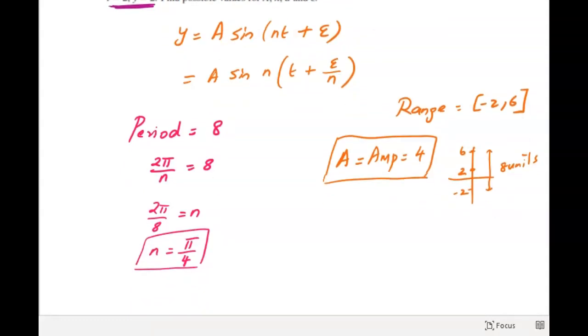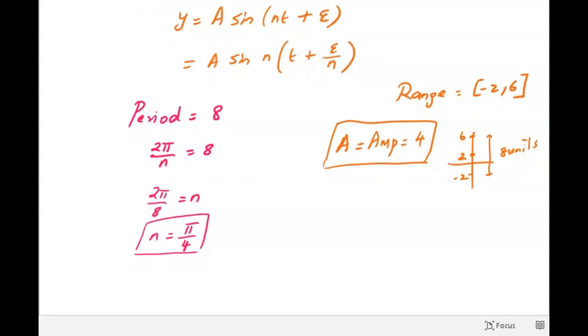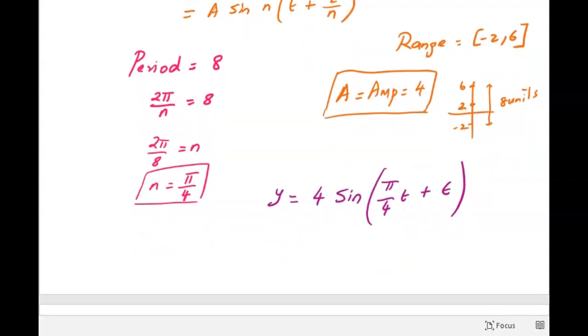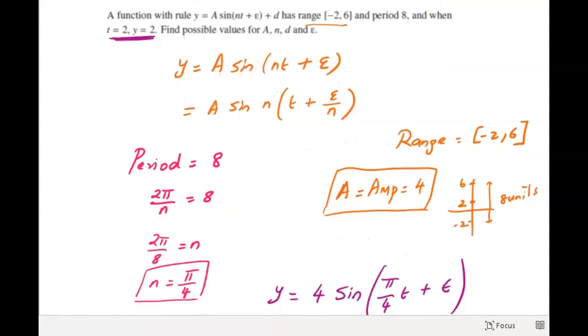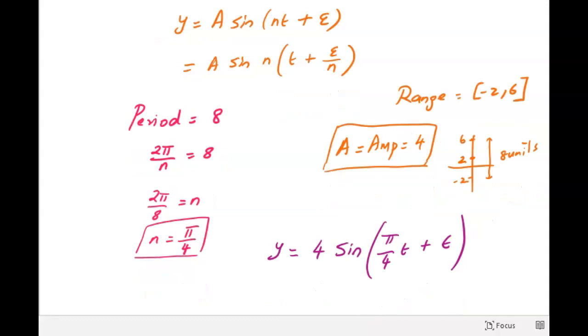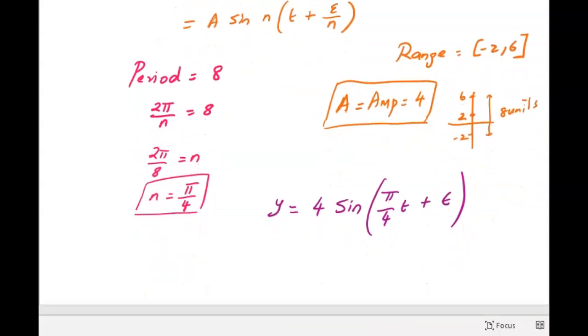First, I'm going to rewrite the rule with the values for a and n. So y is equal to 4 times sine of pi on 4 t plus e. And then we're going to substitute the coordinates given to us: when t is equal to 2, y is equal to 2.